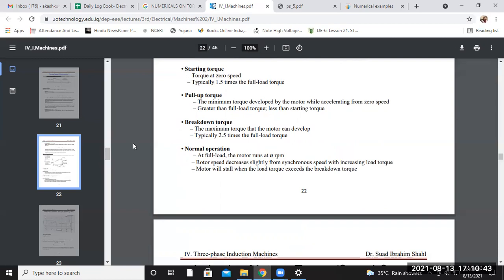Now the rotor speed decreases. The important points for normal operation are, first, at full load the motor runs at n rpm. Second, rotor speed decreases slightly from synchronous speed with increasing load torque. Third, the motor will stall when the load torque exceeds the breakdown torque. Okay, so these are the three important points regarding normal operation.